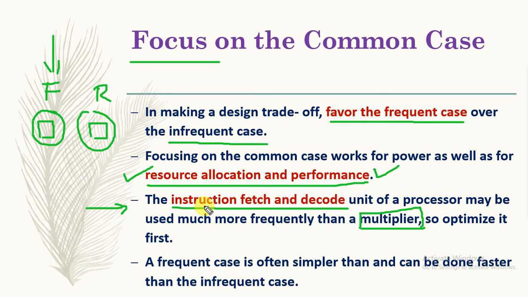So our aim is to design a new system where we need to improve the speed and improve the parallelism. While trying to improve the parallelism, focus on the common case or the frequent case. It is always better not to focus on the infrequent case. A frequent case is often simpler than, and can be done faster than, the infrequent case. So that is the general principle.